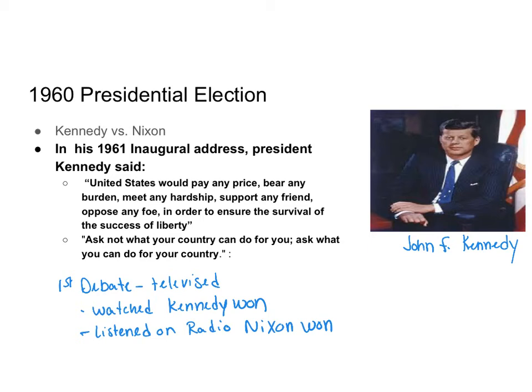Kennedy won the election, and in his 1961 inaugural address, he made two very important quotes that we still hear today. The first being, the United States would pay any price, bear any burden, meet any hardship, support any friend, oppose any foe in order to ensure the survival and the success of liberty. So liberty means freedom, and he's talking about fighting communism.